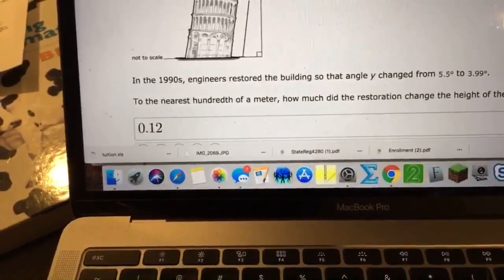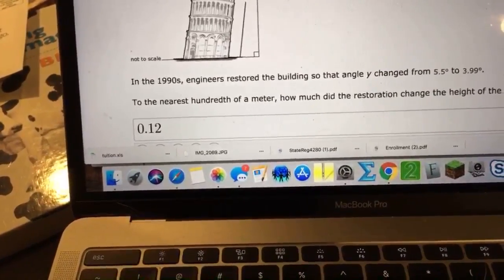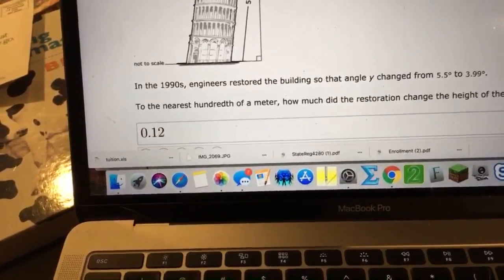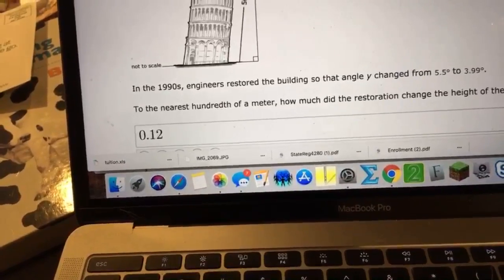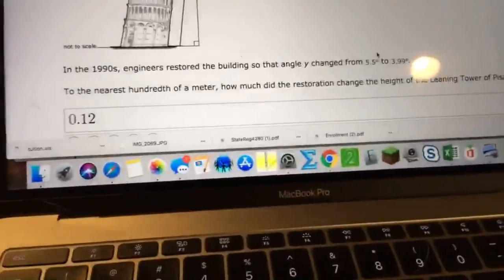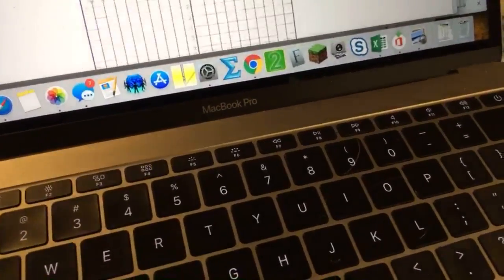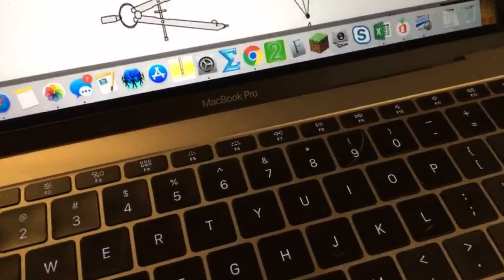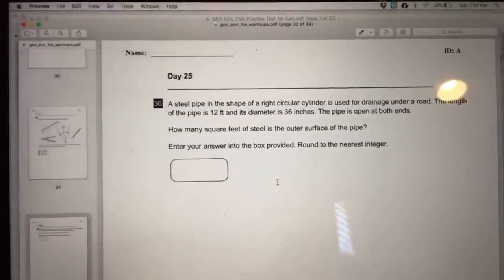All right, let me go back to what we needed. Number 36 on the warm-ups is next. Okay. A steel pipe in the shape of a right circular cylinder.